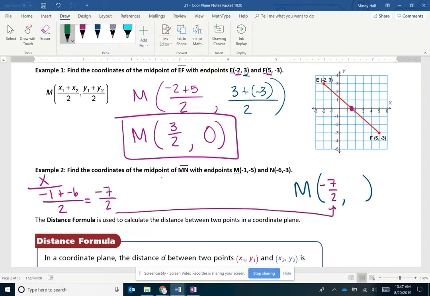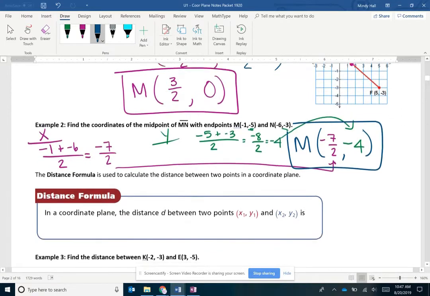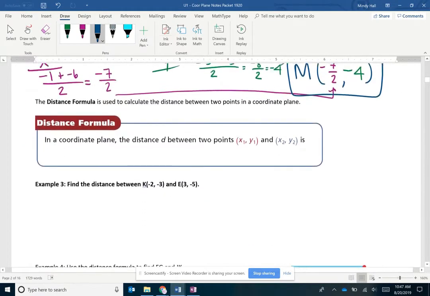So then, to find the y value of your midpoint, you add the y values and you divide by 2. So -5 plus -3 divided by 2, that gives us -8 divided by 2, which gives us -4. Okay, and that is our midpoint. Yay!